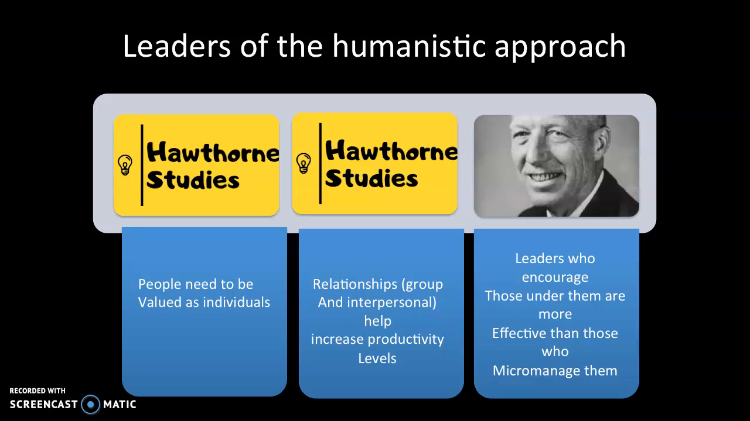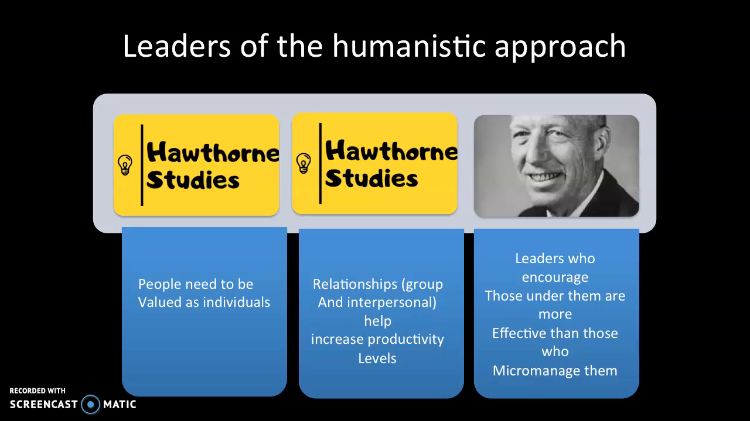So the Hawthorne studies, they came up with these 2 points. The first point is that people need to be valued as individuals. With the classical approach, it left a lot of people feeling unvalued and unimportant. Another point that they saw is that relationships, group, and interpersonal help increase productivity levels.